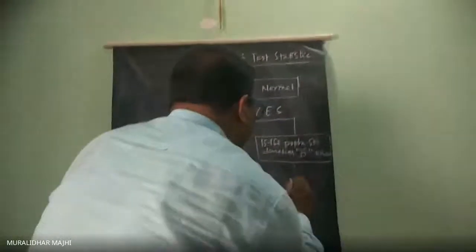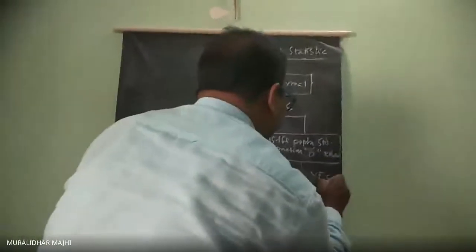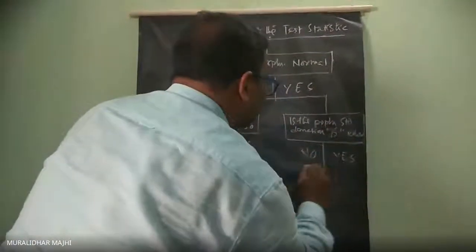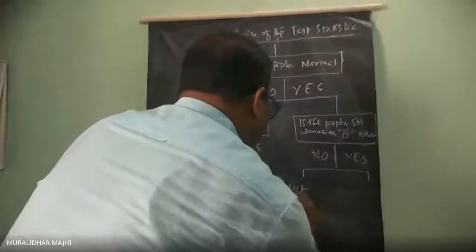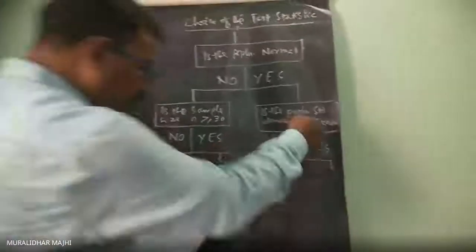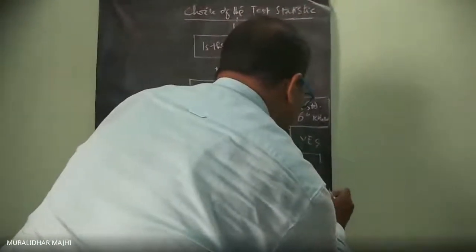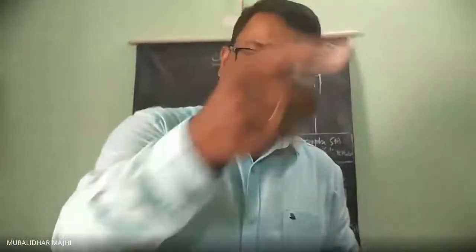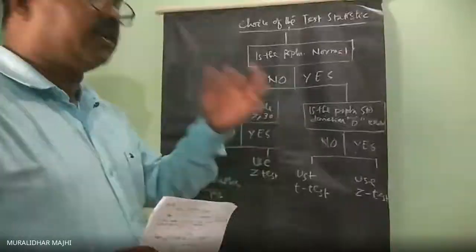Then there are two answers. No, another is yes. Okay? If it is no, then what to do? Use t-test. And if it is known to you, then use z-test. Your syllabus is saying about the f-test and chi-square test. Those two tests are non-parametric tests.